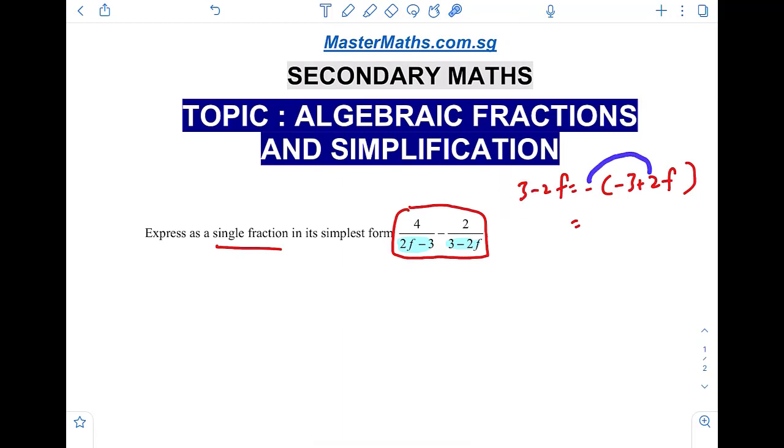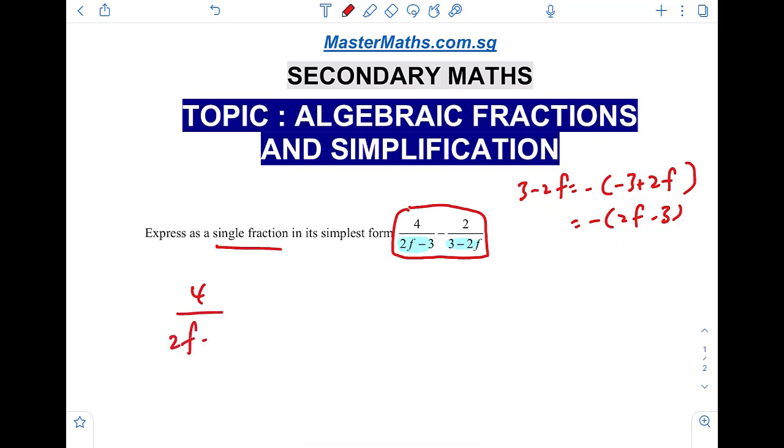Negative and positive indeed gives you negative 2f. Or you can rearrange this to 2f minus 3. So that's how we can see that this is very similar to this term here. It's just there's a negative sign in front. So how do we do this question?